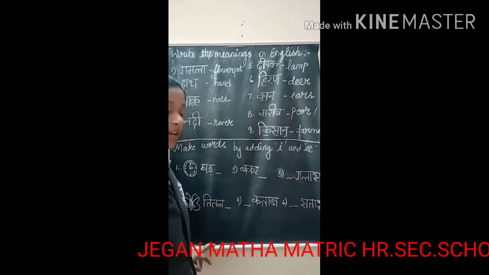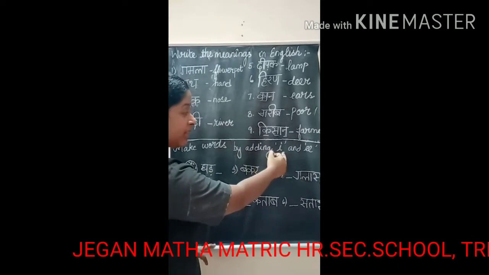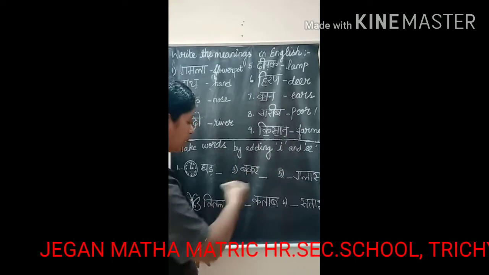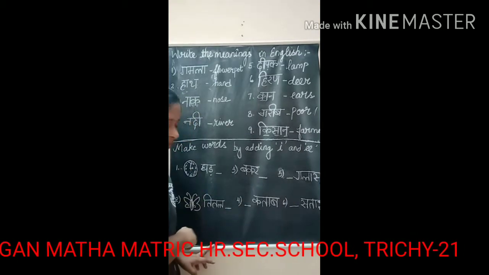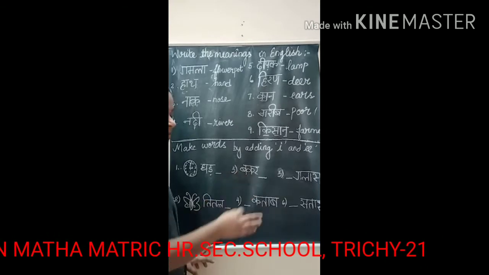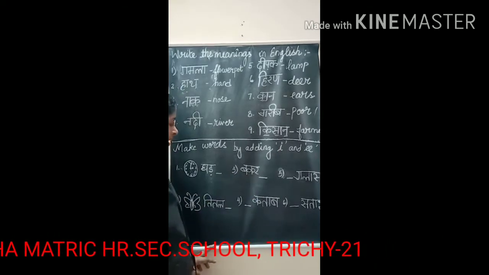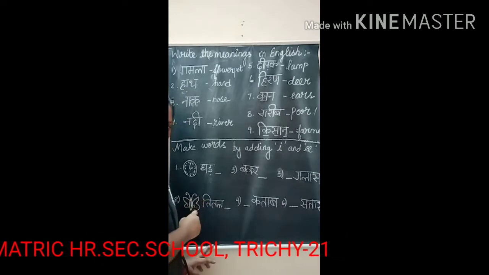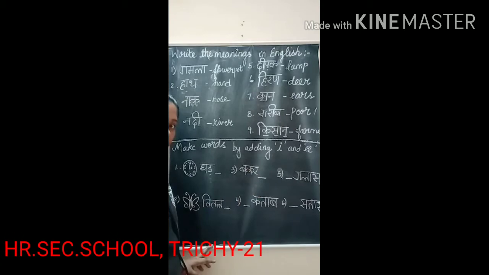Now let's see the second one. That is, make words by adding the symbol of E and E. Few words are here, and for two words I have drawn two pictures. For the other words I have not drawn since there is no space. This is to help understand what that particular word is. So for the other words I will just explain what those words are.